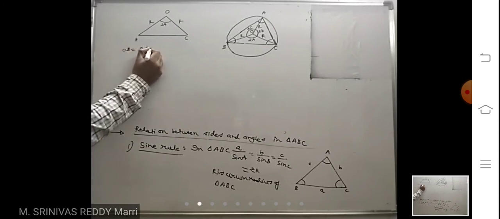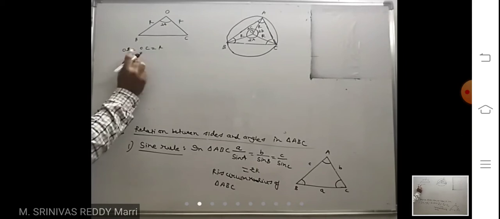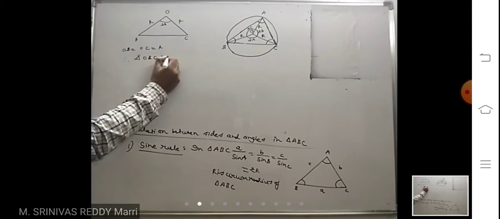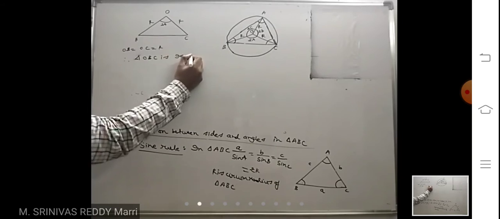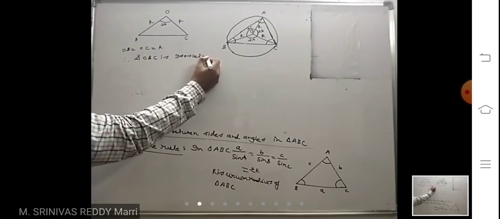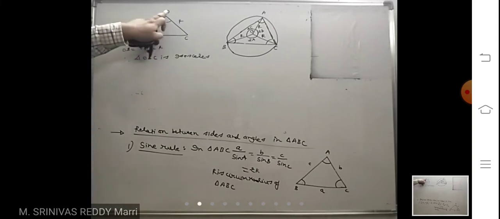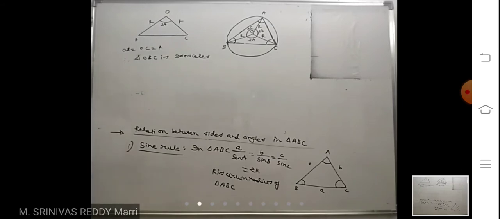OB equal to OC equal to R. Therefore, triangle OBC has two sides equal. Triangle OBC is isosceles. So this is the vertical angle. Equal sides are there, and between the equal sides, the angle is called the vertical angle in an isosceles triangle.